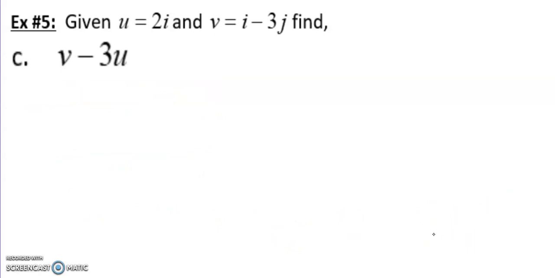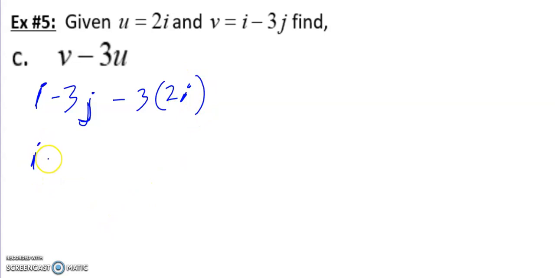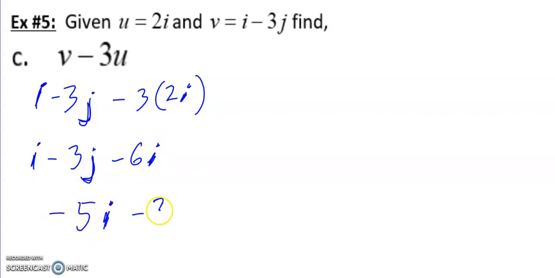Now order matters when I am subtracting, so we're going to start with v and we're going to subtract 3u. So v is i minus 3j minus 3 times vector u. So i minus 3j minus 6i. i minus 6i is negative 5i minus 3j. Boom. That wasn't so bad.